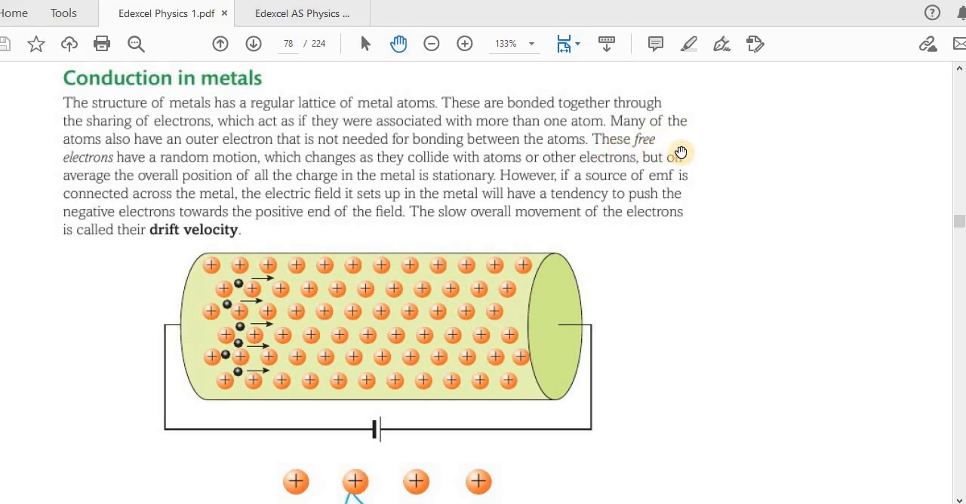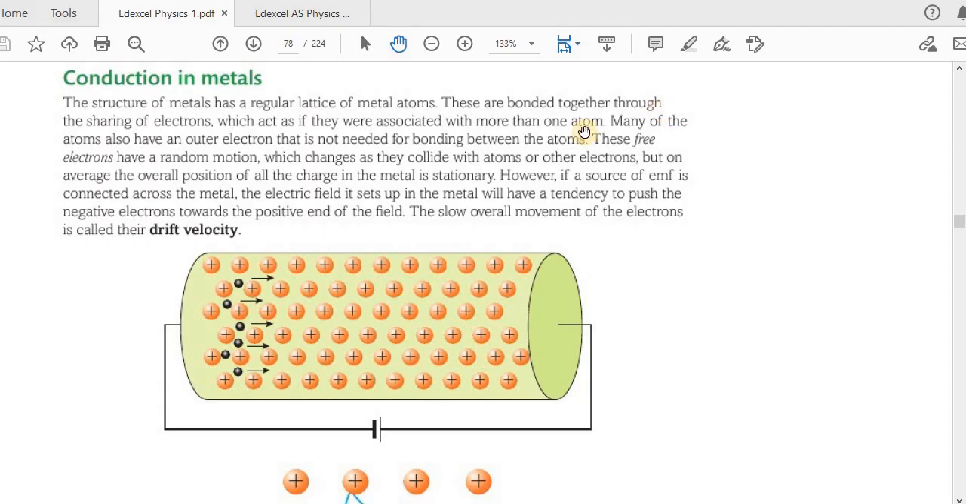By the way, these are the delocalized electrons, conduction electrons, or free electrons. Yeah, that's the word I was waiting for, the free electrons. So you have 3 names for them: conduction electrons, free electrons, and delocalized electrons. Make sure you remember them because you might see one word or the other word.